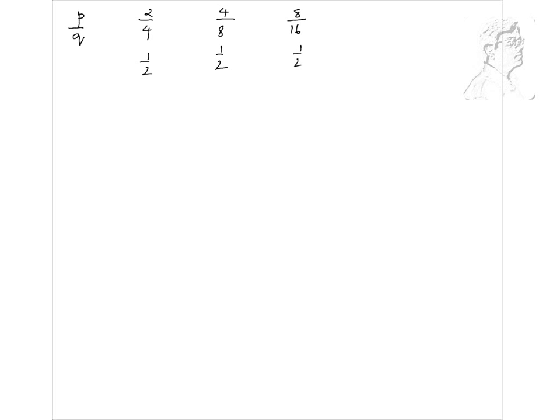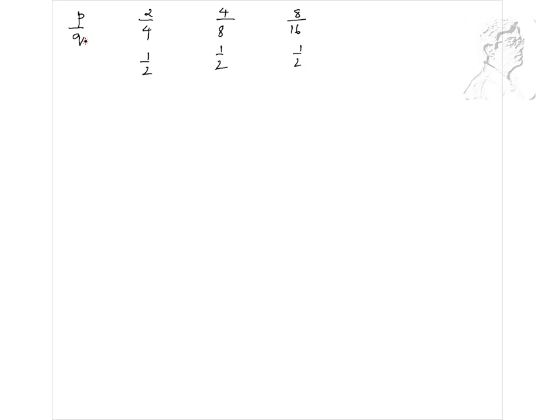Such rational numbers are called equivalent rational numbers. So one would naturally think, why not make it simplest? Why write 8 by 16 if you can write it as 1 by 2? So we have a concept called simplest form of a rational number.